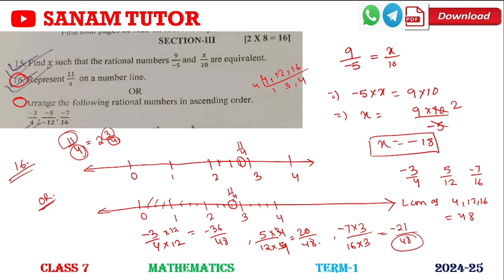Now the denominators are equal. Now check which one is smallest. The smallest is negative, that is minus 36 by 48 less than minus 21 by 48 less than 20 by 48. Now write the original numbers in place of these. Minus 36 by 48 is minus 3 by 4. This one is minus 7 by 16. This one is 5 by 12. Answer.